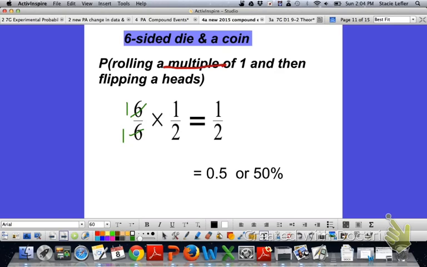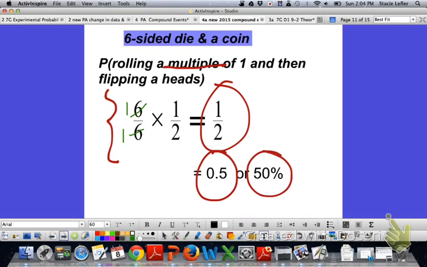So the word multiple means it's like your times tables for ones. All numbers are multiples of 1. So we would have 6 out of 6. And then on the coin, to get a heads, it would be 1 head out of 2 sides, 1/2. Multiply both probabilities. Remember, you can simplify first, any numerator with any denominator, and we get 1/2, which is 5/10, or 50%.